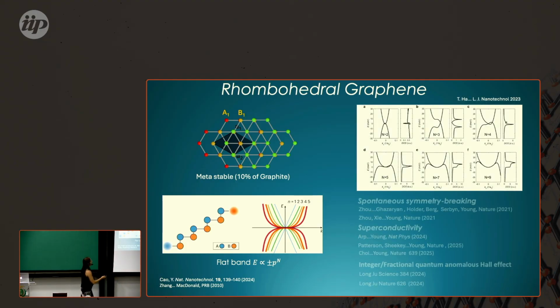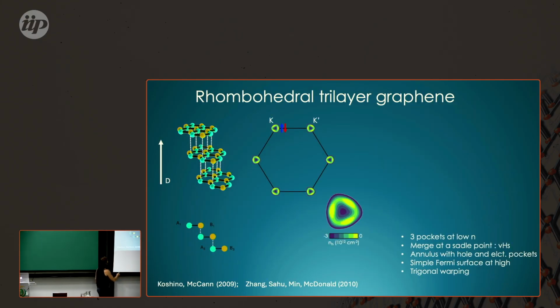This is the band structure for different numbers of layers. Of course there are details of the specific systems, and many correlated phases were observed in systems with different numbers of layers. Now let's focus on the three-layer, the trilayer graphene. This is the crystal structure: again, three layers shifted by a third of a unit cell.